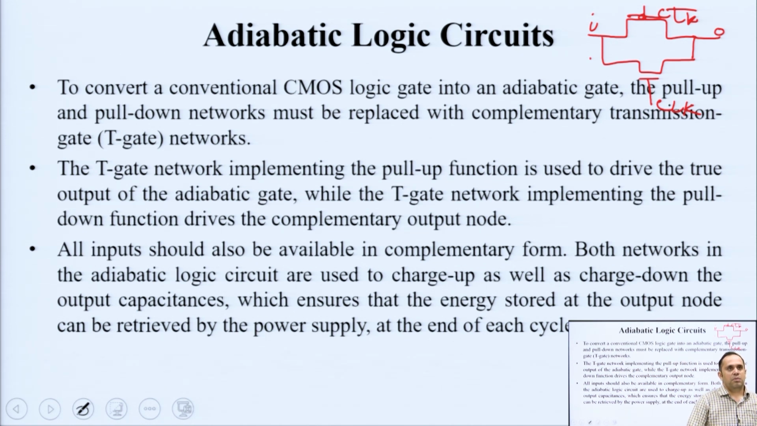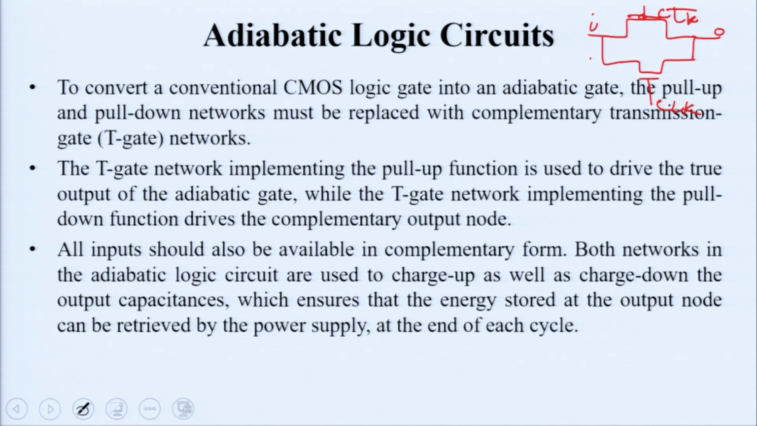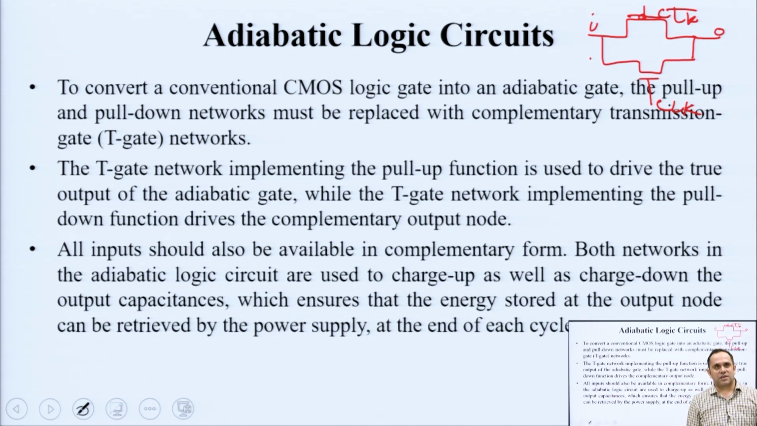Both networks, your T gate pull up and T gate pull down network in the adiabatic logic circuit, are used to charge up as well as charge down the output capacitances, which ensures that the energy stored at the output node can be retrieved by the power supply at the end of each cycle. So, see what we are doing here? We are basically doing some kind of a recycling operation.